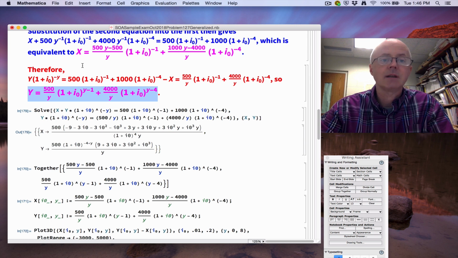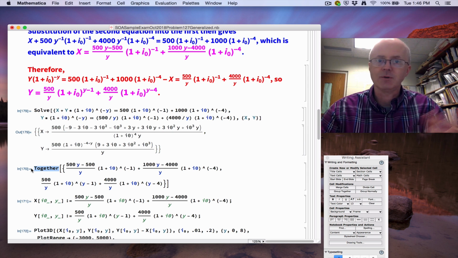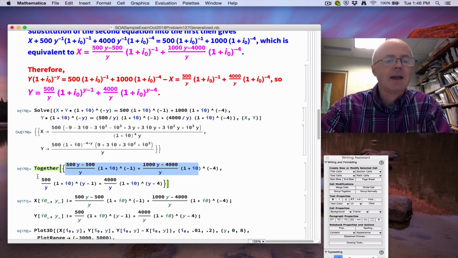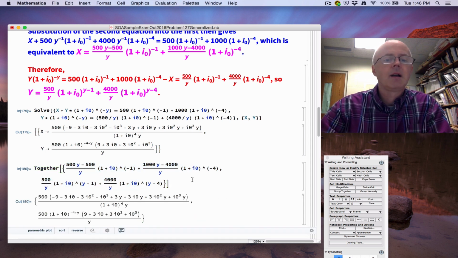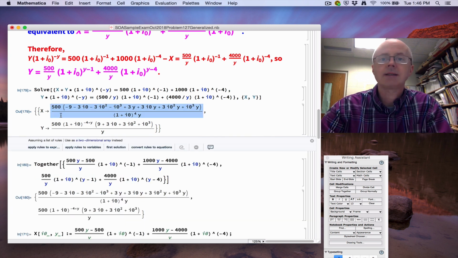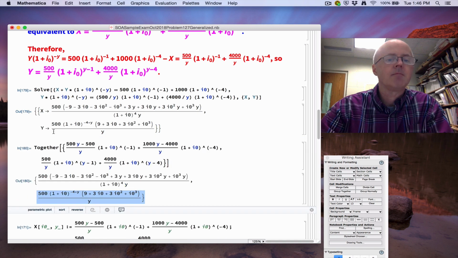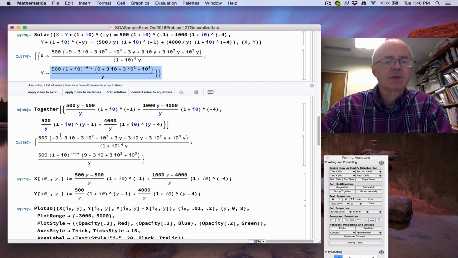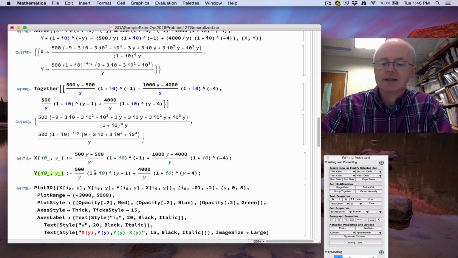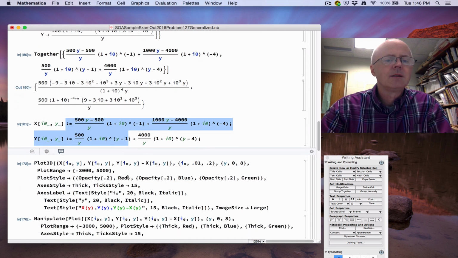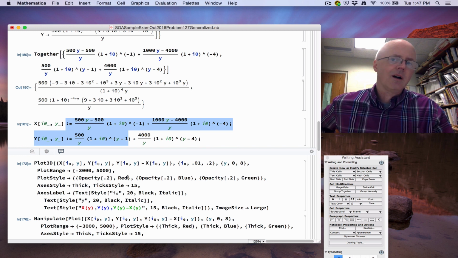If I take my answers in pink that I found by hand and apply the Together function to them to combine the fractions into one fraction with a common denominator, this one and this one individually, I see that I get the same expressions. This matches this, that's what X is, and this matches this, that's what capital Y is. Okay? So now I'm going to use the simpler expressions to define these as functions of little I0 and little y. That's just Mathematica's syntax for doing so here. These are functions really of two variables, I0 and little y.